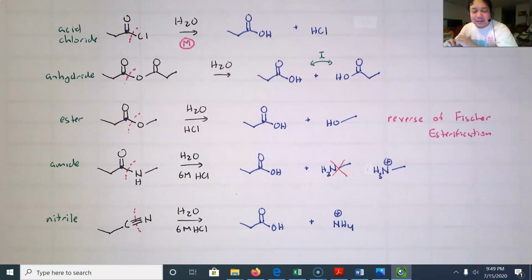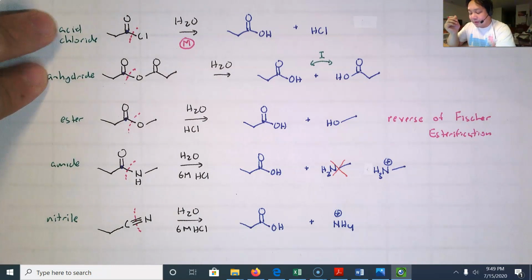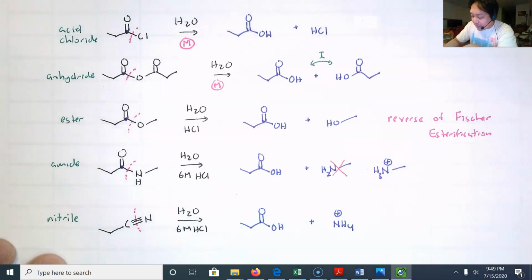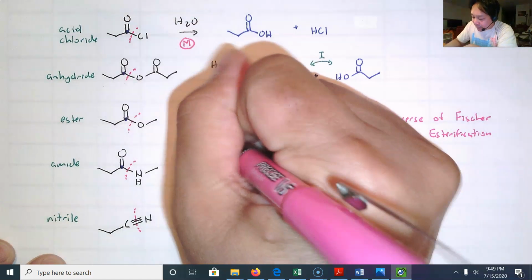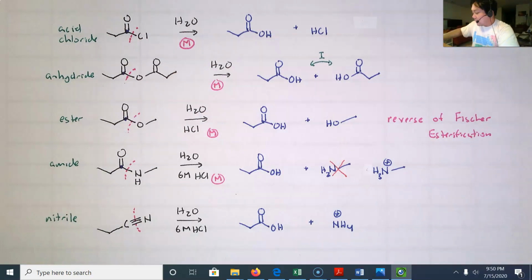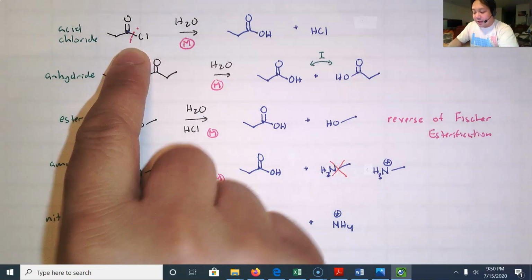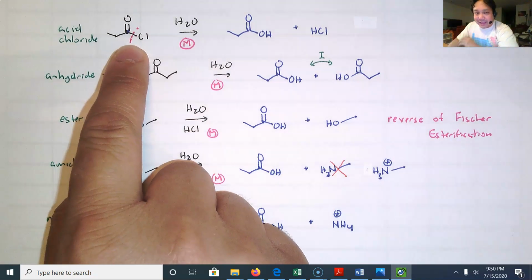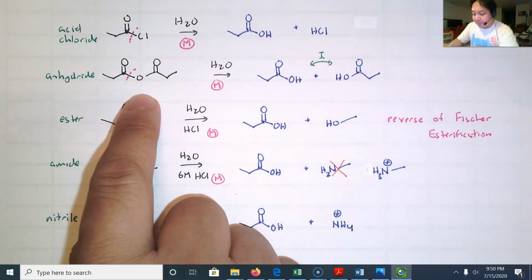Now the thing is, it will be a lot of reactions, a lot of mechanisms, but they're all analogous to each other. We just have to remember, are we going to protonate or not? And if your derivatives are pretty reactive, you don't need to protonate. No acid. But if you're an ester or amide, you do want to protonate. Easy. Let's do acid chloride. Whatever I do with acid chloride mechanism, you're going to do the same mechanism for the anhydride.